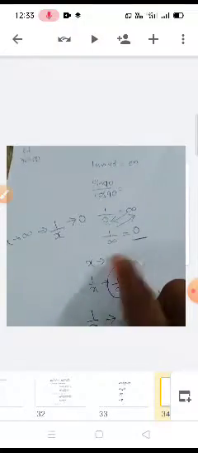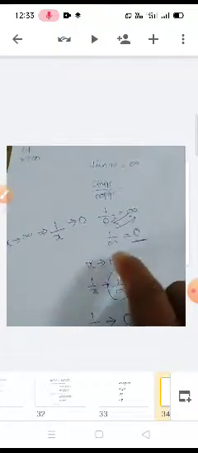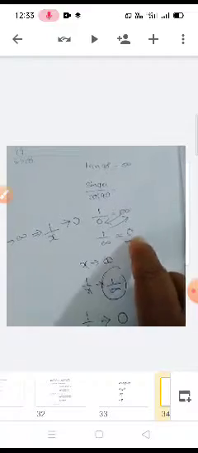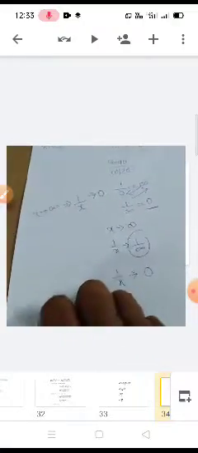So x tends to infinity means 1 by x tends to 1 by infinity. 1 by infinity value is 0. That is, 1 by x tends to 0. X tends to infinity means 1 by x tends to 0. Now we have to see the problem.